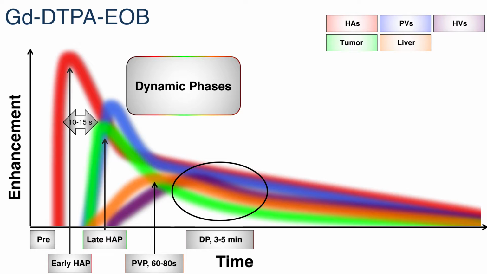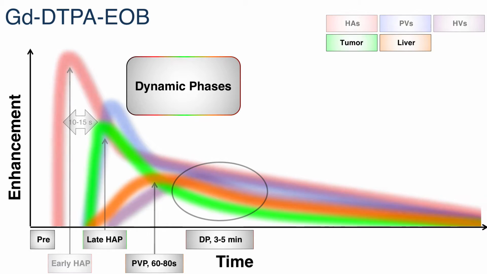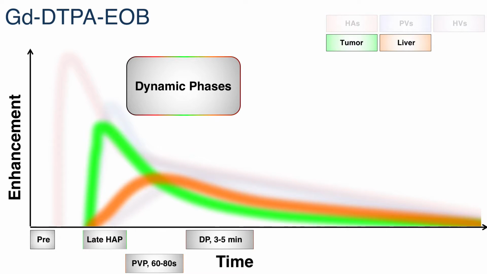Now earlier I mentioned that with an extracellular agent we have the early arterial, late arterial, portal venous, and delayed phase, and the graphs look somewhat like this. Let's get rid of all the noise and focus now on the tumor in green and the liver in orange. But instead of giving an extracellular agent, what happens if I give gadolinium DTPA EOB?